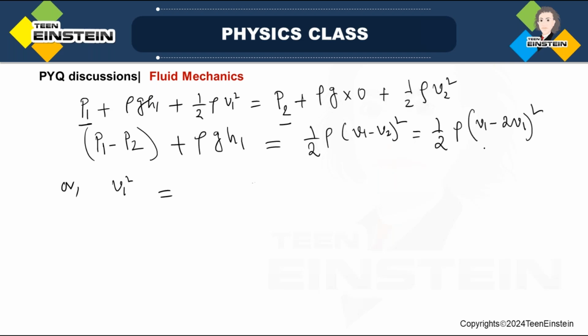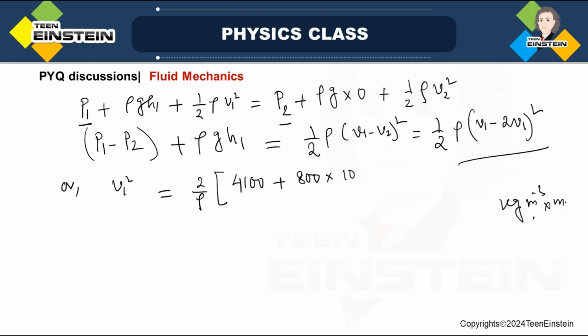So V1 square from here, then I get 2 by rho whole into P1 minus P2. This I can write as this, plus rho, which is 800 kg per meter cube, that is the density, times g times h. G is actually 10 meter per second square, and H is given as 1 meter.